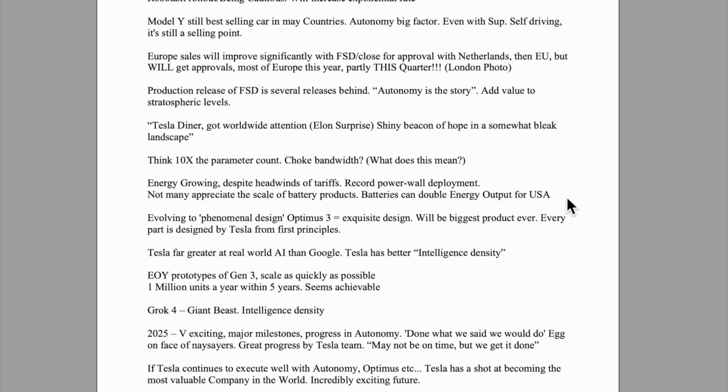Elon also remarked that Tesla has far greater real-world AI than Google. Tesla has better intelligence density. Now, intelligence density is how much thinking power, like problem-solving or decision-making ability, is packed into a given system, in this case, Optimus's head.